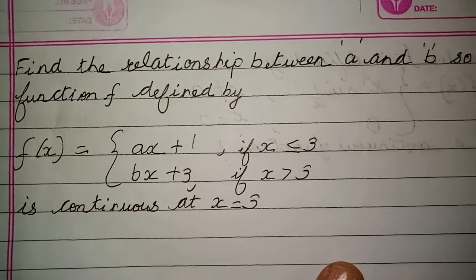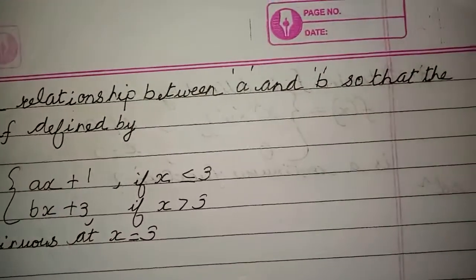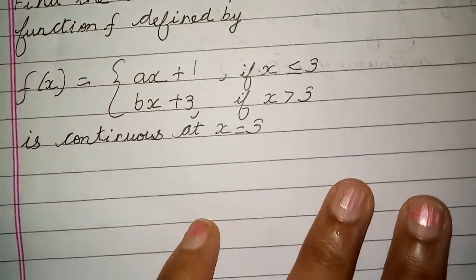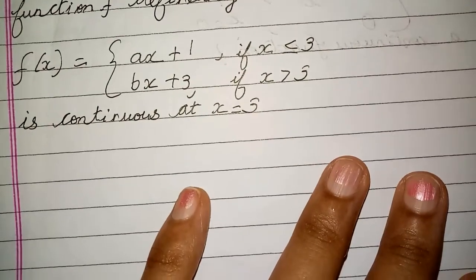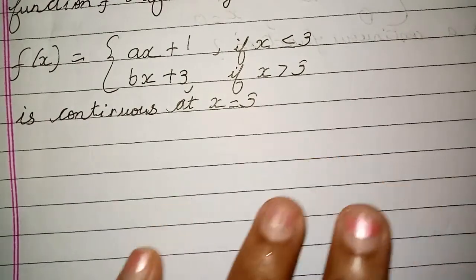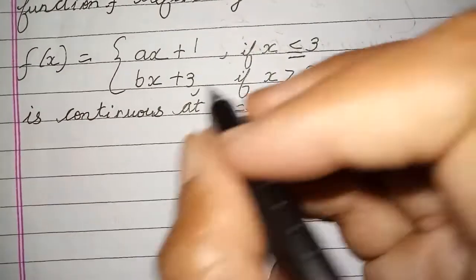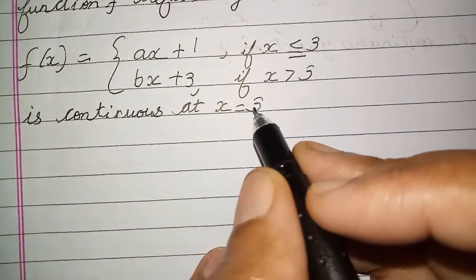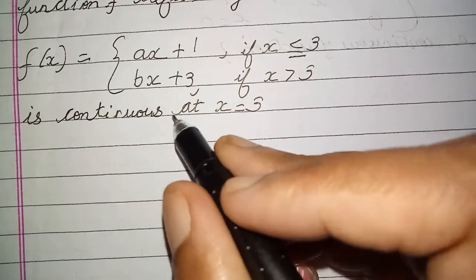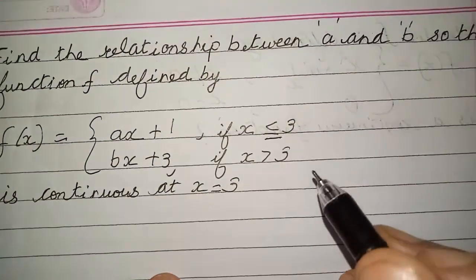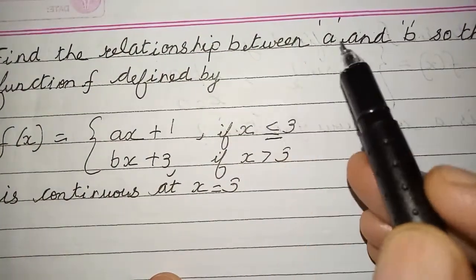The question is, find the relationship between a and b so that the function f defined by f of x is equal to ax plus 1, bx plus 3 for values of x less than or equal to 3, for values of x greater than 3, is continuous at x equal to 3. So it is given that the function is continuous at x equal to 3. We are going to find the relationship between a and b.